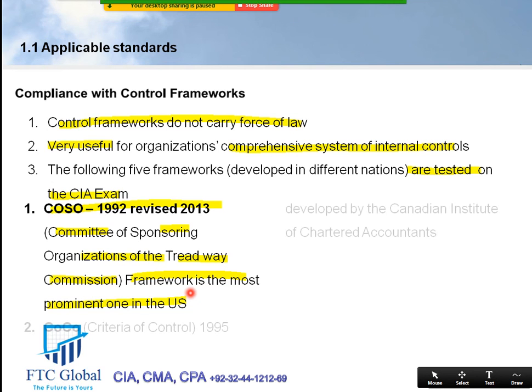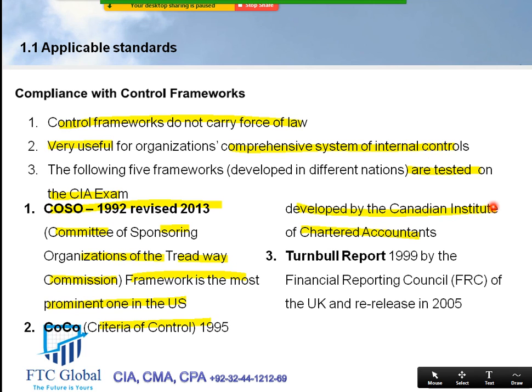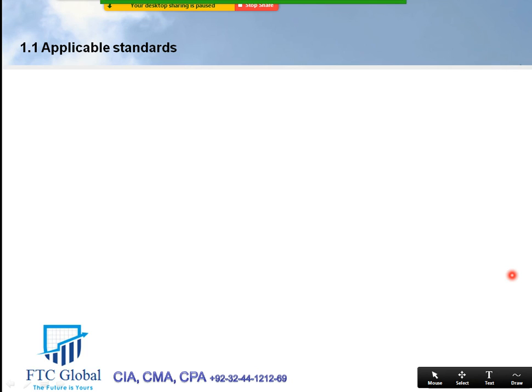The next is the COCO, Criteria of Control. This was established by the Canadian Institute of Chartered Accountants. There's brief info here, and we'll study more in the next chapters. Then there is the Turnbull report. This was submitted to the Financial Reporting Council by Turnbull. It's quite a combination of many reports. So it's US based, it's Canadian based, and it's UK based in 2005. All these provide a groundwork on the basis of a comprehensive system of internal control. So we'll read about them in detail in the coming chapters.